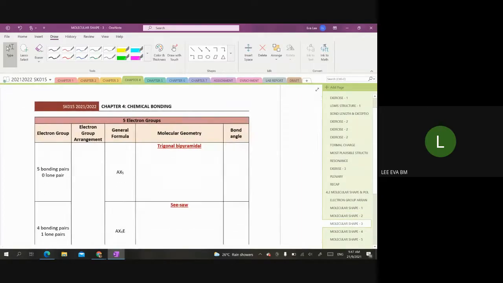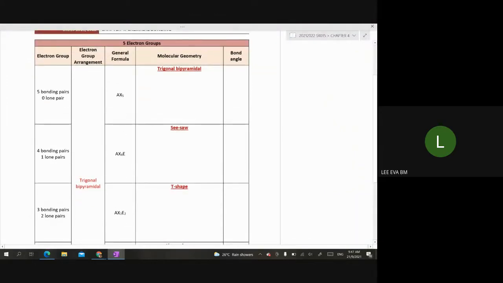Ada kumpulan 5. Okay, 5 electron groups. So 5 electron groups, there's 4 combination. So ingat 2 electron group, 1 combination. 3 electron groups, 2 combination. 4 electron groups, 3 combination. So now we come to 5 electron group, we have 4 combination.